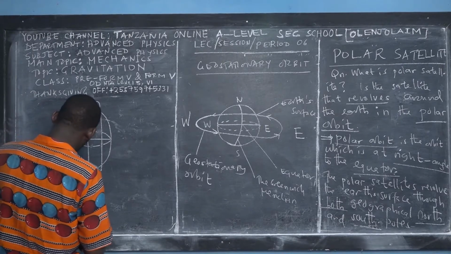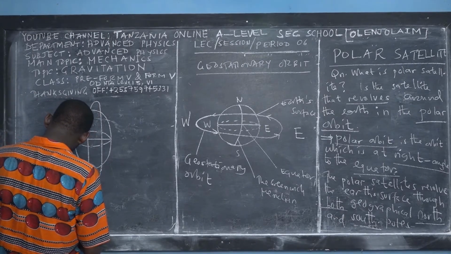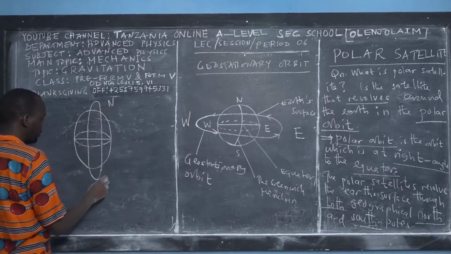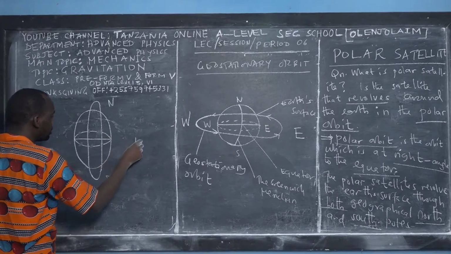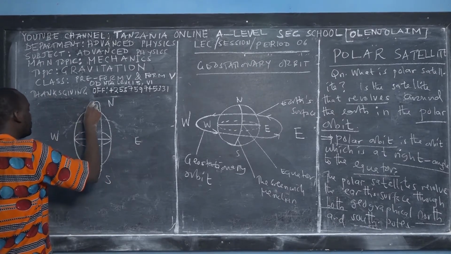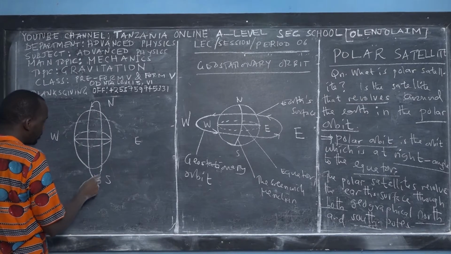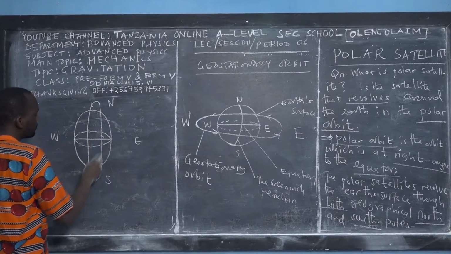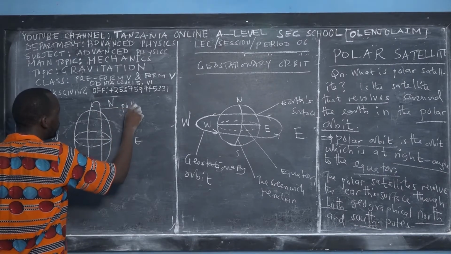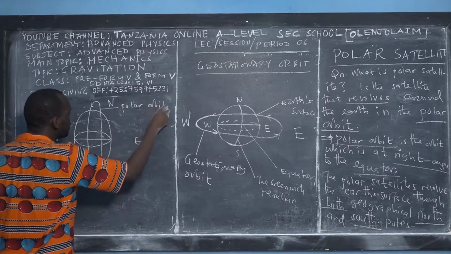This polar orbit means that the satellite is revolving. So this is the North Pole, this is the South Pole, this is East, this is West. So the satellite will be revolving from the North Pole to the South Pole. So this is what we call the polar orbit.